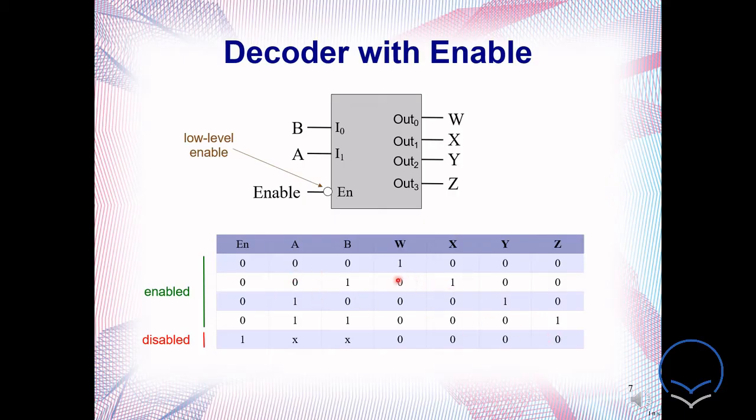For 0 0 it will be selecting W or output 0. For 0 1 it will be selecting X. Similarly, for 1 1 selecting Z. But for all of these 4 combinations EN is 0 because it is active low enable.